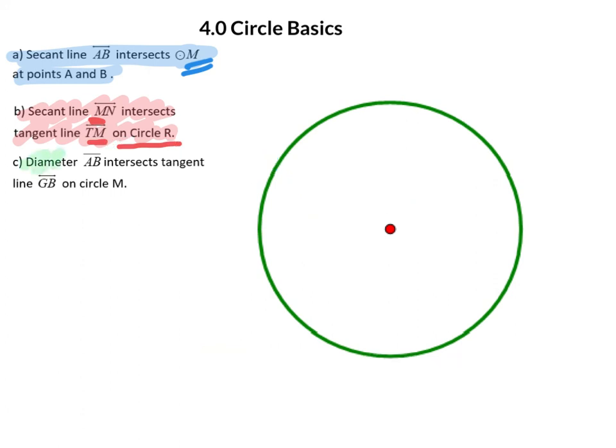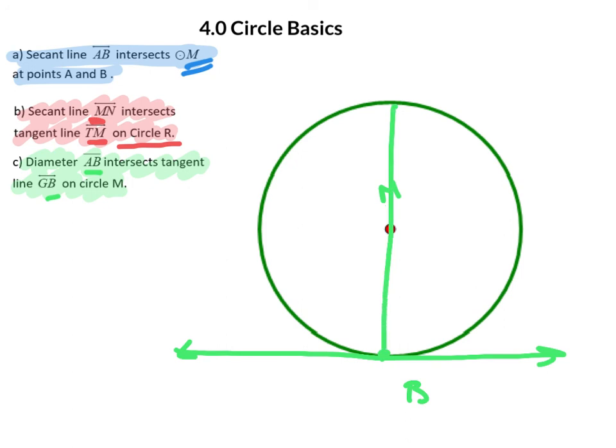The last one says we're going to create a diameter AB that intersects a tangent line GB on the circle M. So I know my circle is M. Let's draw in our tangent line, GB. And, oh, I noticed B showing up twice, isn't it? So B must be this guy here. And it says that there's a diameter, and it is AB. And this guy was called GB. Let's put G here. Let's double check that we've done everything correctly.